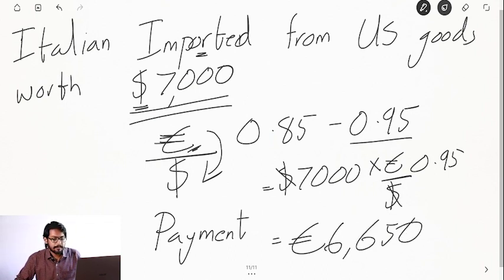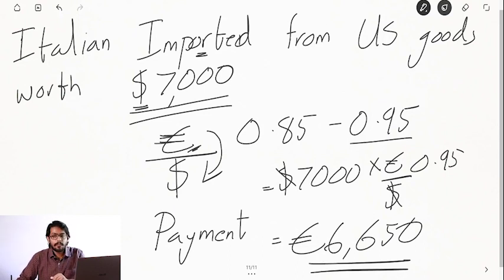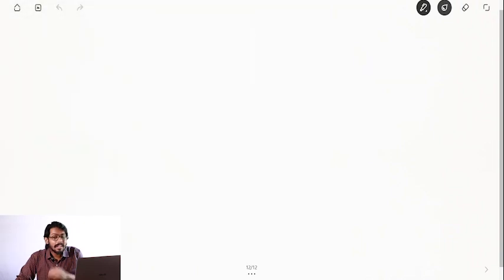6,650. Got it? One more example. Let's try one more example. Let's go with Indian.